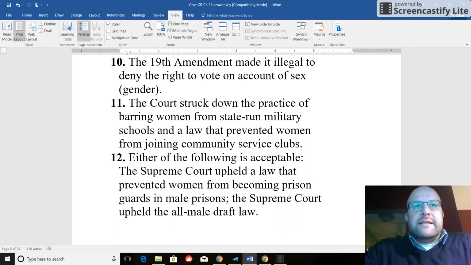But one idea that did hold up was a law that prevented women from becoming prison guards, or upholding the all-male draft law. Those were deemed to be constitutional and to uphold some sort of purpose.